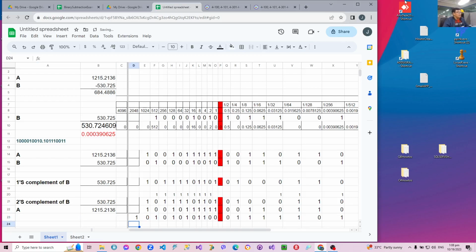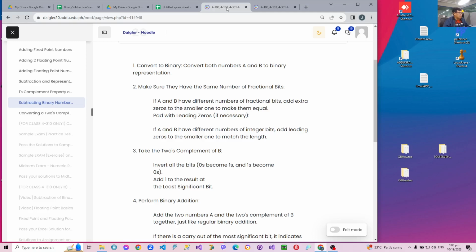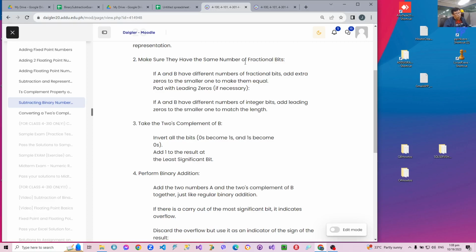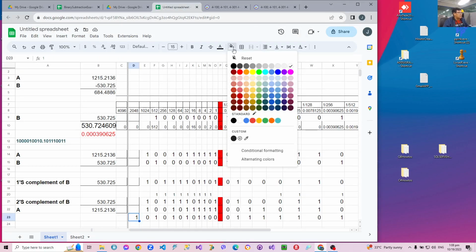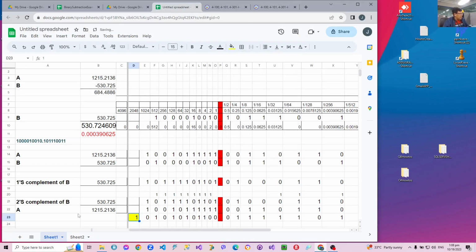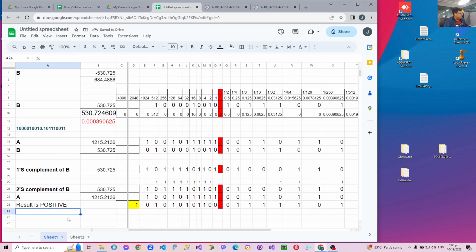Now in 2's complement addition, if we have a last carry or an overflow, we are supposed to throw away or neglect the last carry. So in this case, we'll just mark it with a different color to remind us that this is not part of the quantity. However, we use this as an indicator of the sign. Being a 1, we expect the result to be positive because the last carry is a 1. If there's no carry, the result should be treated as negative.